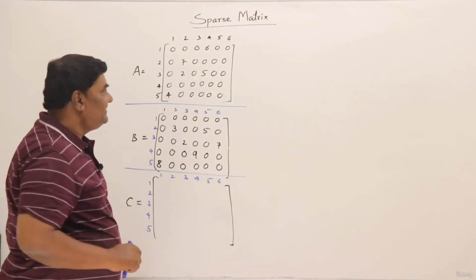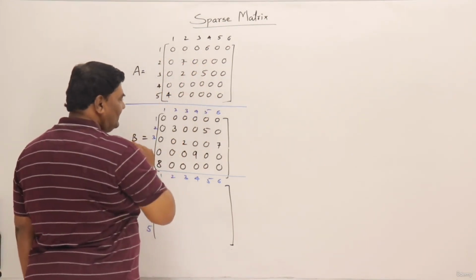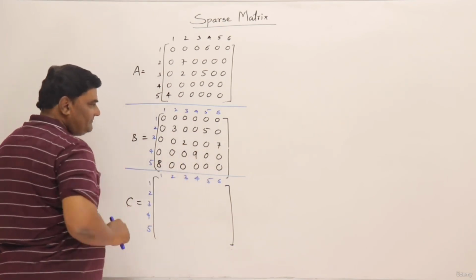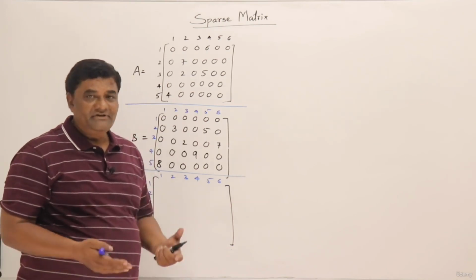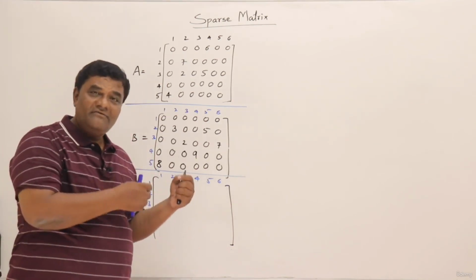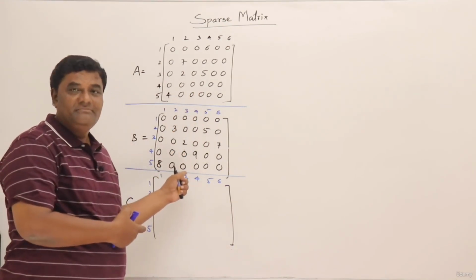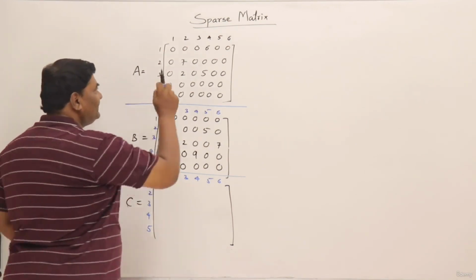Now what are non-zero elements in first matrix? 6, 7, 2, 5 and 4. And the non-zero elements in the second are 3, 5, 2, 7, 9, 8. Now a normal procedure for adding two matrices, we will run the same method. That is, every element of A is added with the corresponding element of B matrix. So let us add them. So let us start with first one.